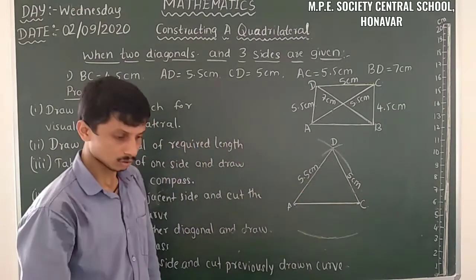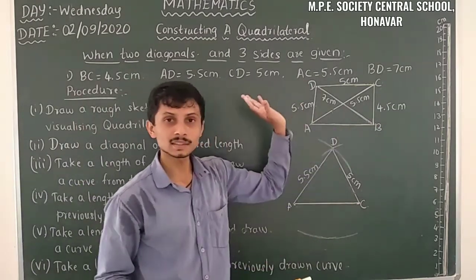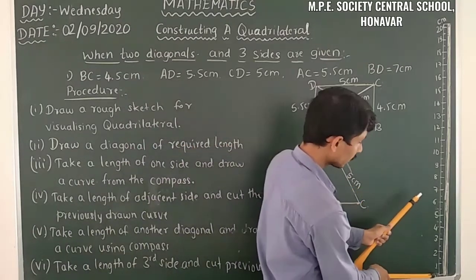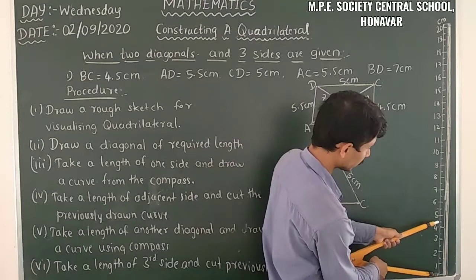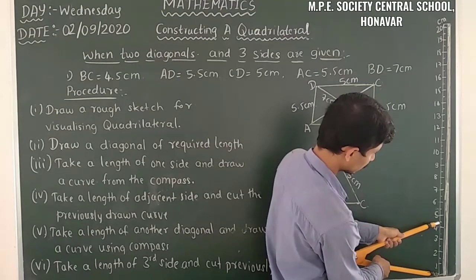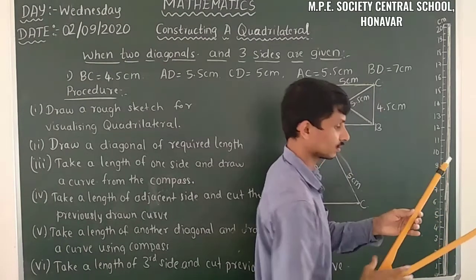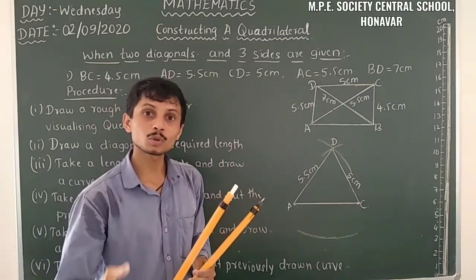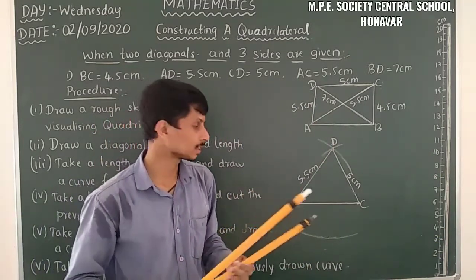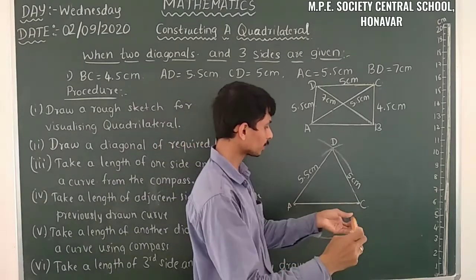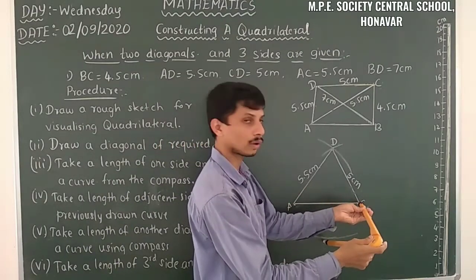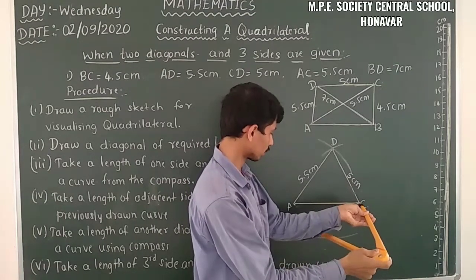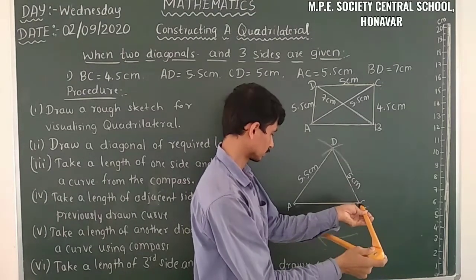So what is the length of BC? The length of BC is 4.5 centimeter. Take a length of 4.5 centimeter here. This is the length of 4.5 centimeter. In your notebook you have to take the correct measurement. After that, just locate the required point C. Then cut the previously drawn curve like this.